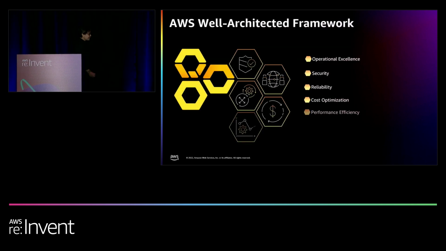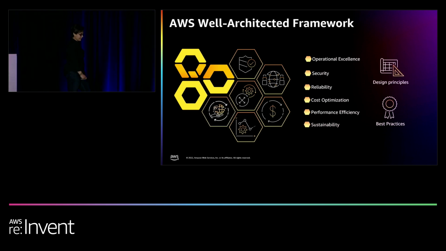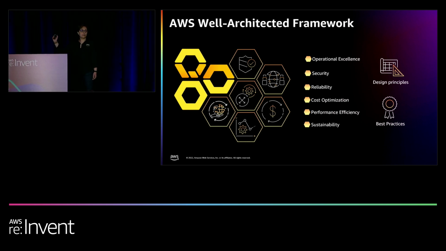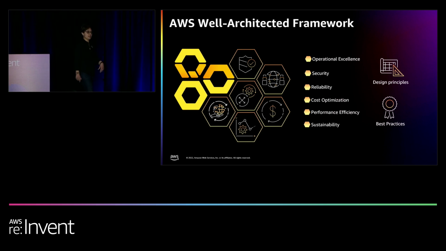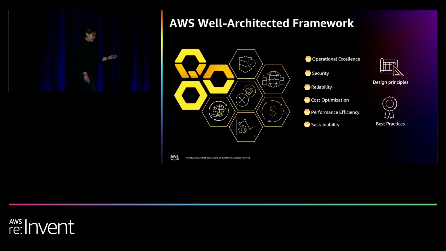All right, so let's begin with the well-architected framework. The AWS Well-Architected Framework consists of 6 pillars. Apart from the recently added pillar, sustainability, we have security, performance, reliability, cost optimization, and operational excellence.